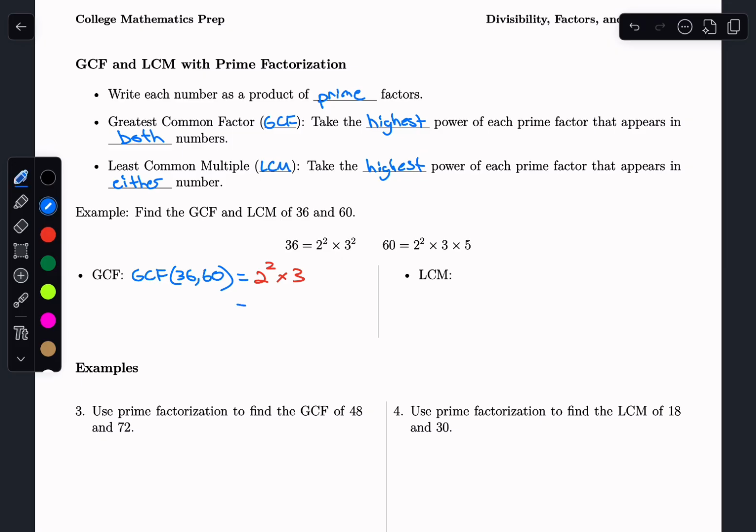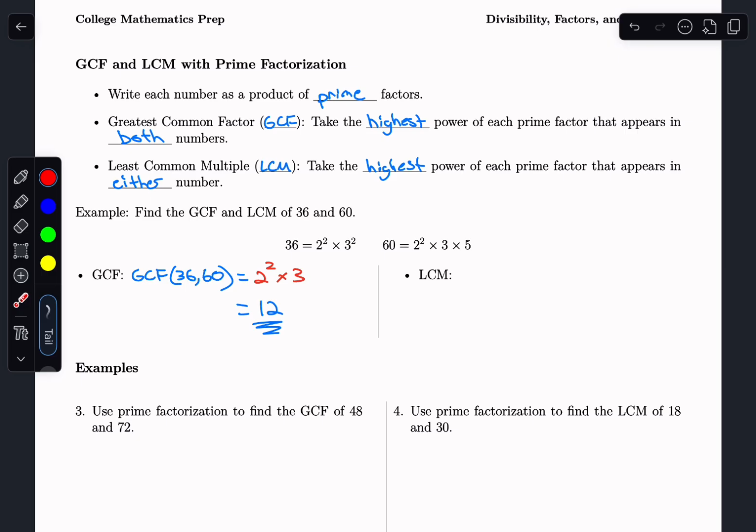All right, now when I simplify this, 2 to the power 2 is 4, times 3 gives me 12. And so 12 is our GCF of 36 and 60. And that means that 12 is the biggest number that divides both 36 and 60. Notice 12 times 3 is 36, and 12 times 5 is 60. So it does in fact divide both numbers.